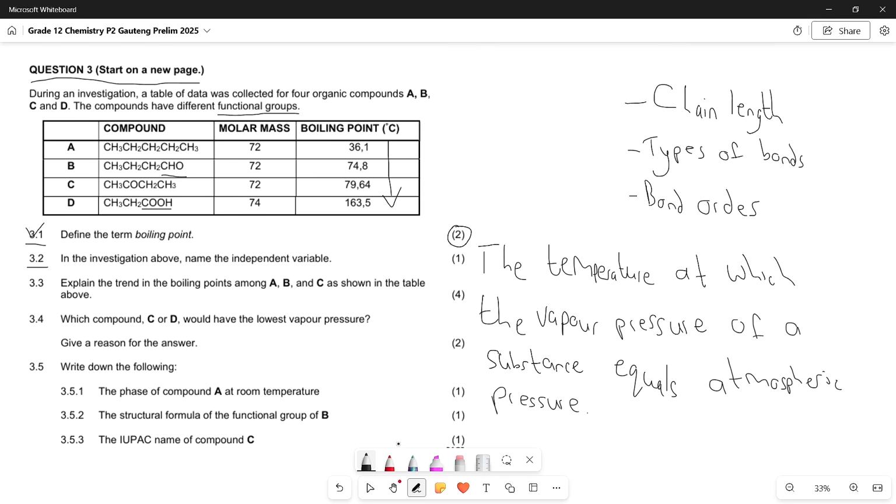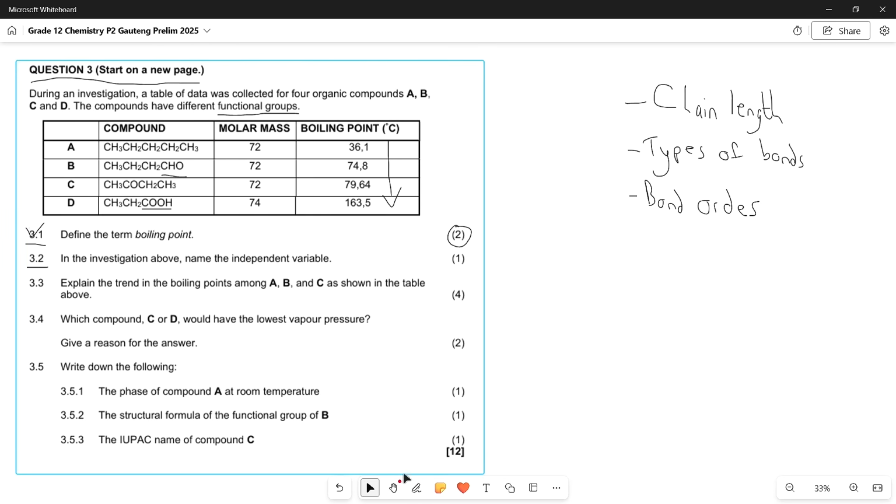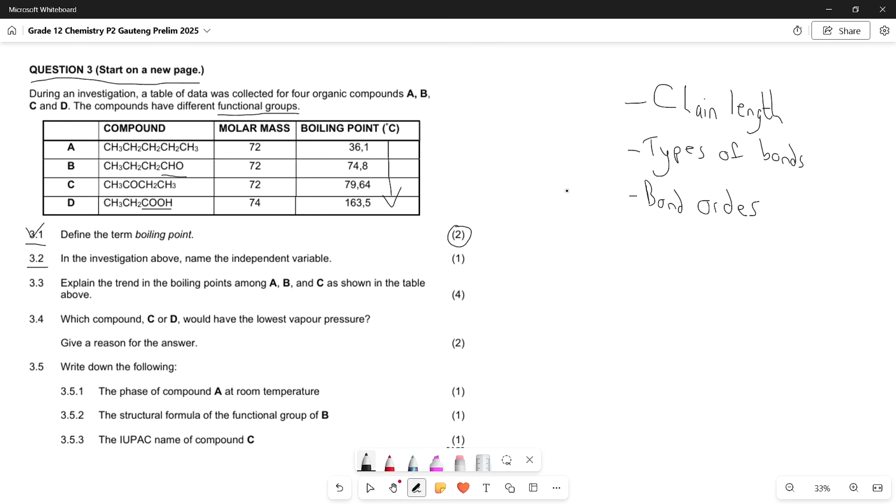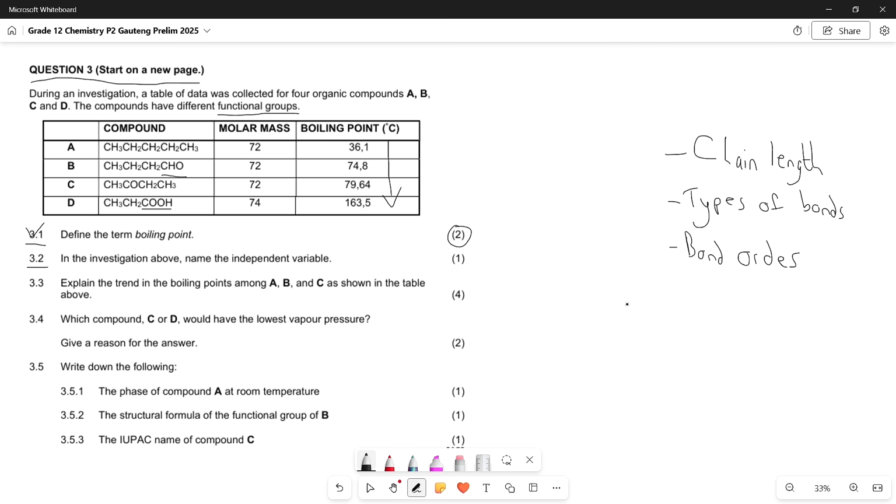And then 3.2 says, in the investigation above, name the independent variable. So we wrote these 3 guys up here in the beginning, the chain length, type of bond, and bond order, because these are usually one of the independent variables.